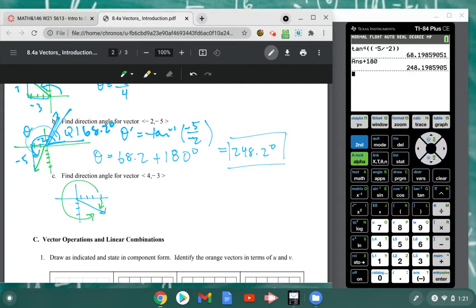So let's go ahead and do the tan inverse. Tan inverse will give me a negative value. It can give me anything between -90 degrees and positive 90 degrees. Let's go ahead and do the tan inverse.